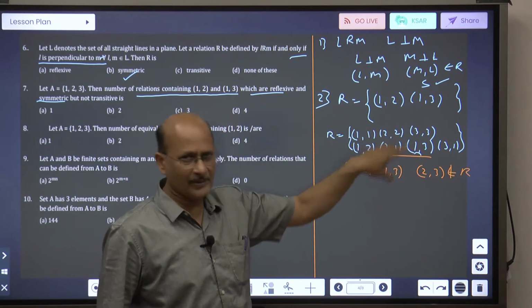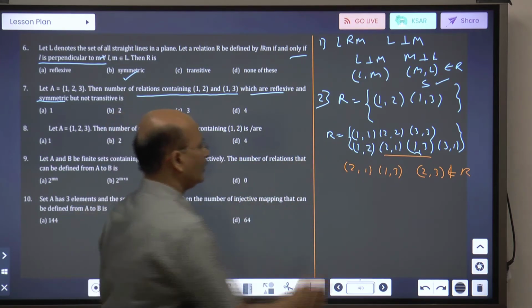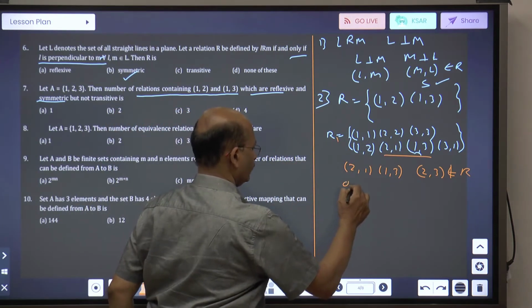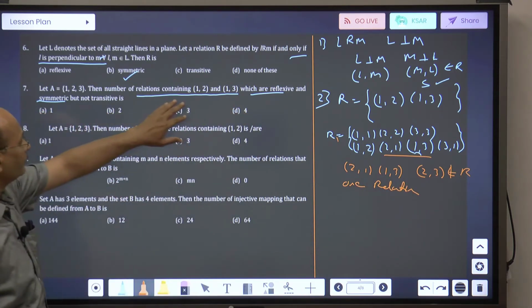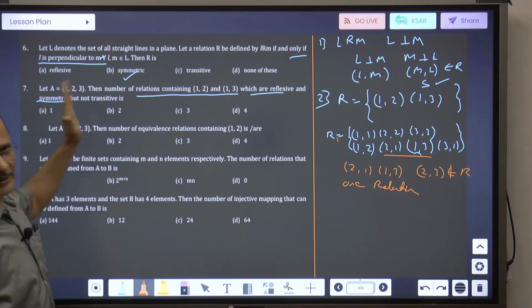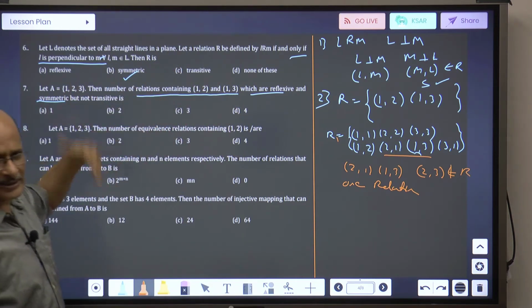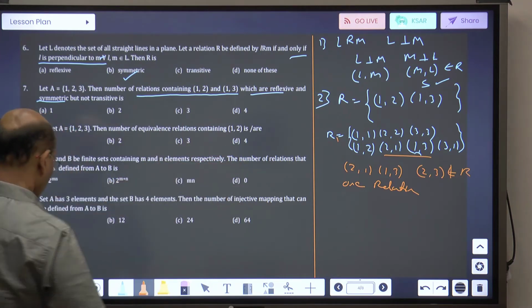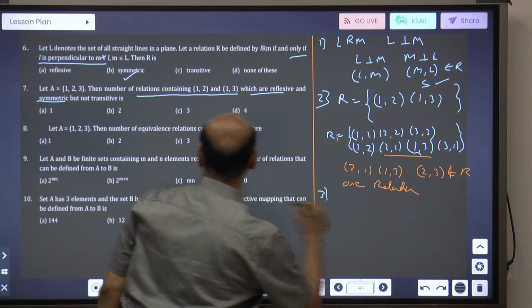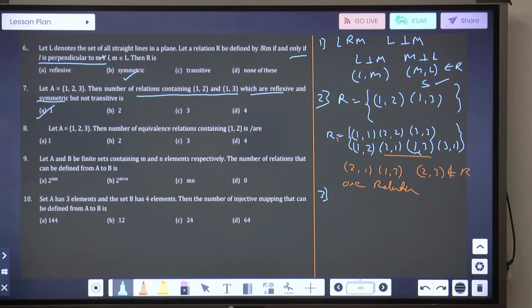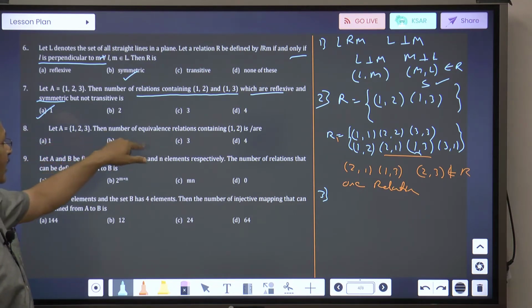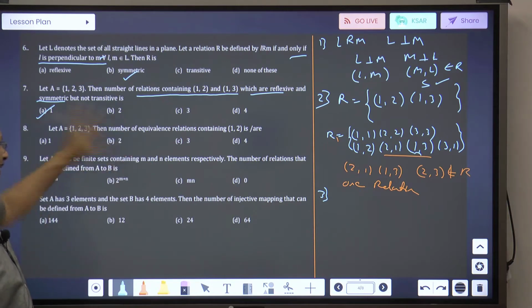So it is reflexive and symmetric. How many relations do you have? Only one relation you can form where it is reflexive, symmetric but not transitive. Basically it happens to be the same case as we did. The next part, the third. By the way, what is the option for this? I think this is the right option. Again, let A be such that the number of equivalence relations containing (1, 2). So again, this is the same type of question we did. I will just mention the answer here.